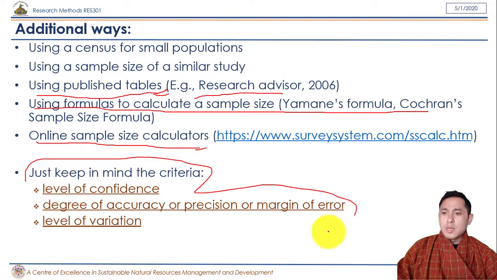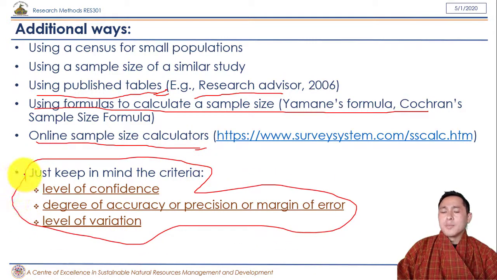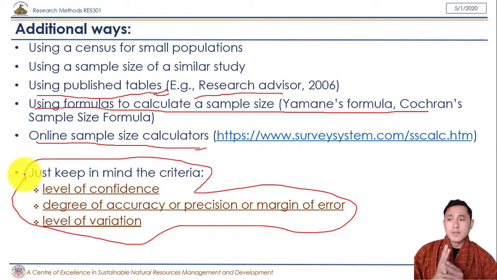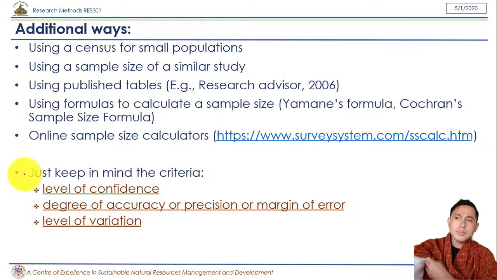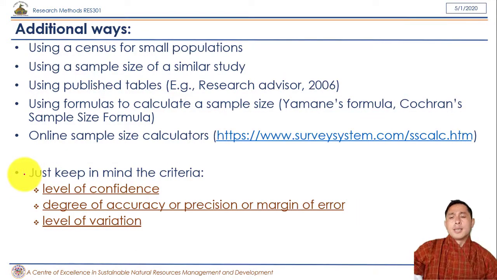But whatever formula, table or guide you're using, just keep three things in mind. You need the level of confidence, one. You need the degree of accuracy, or precision, or margin of error, and you need the level of variation to take into consideration in your study.